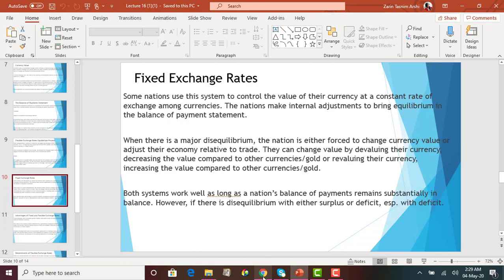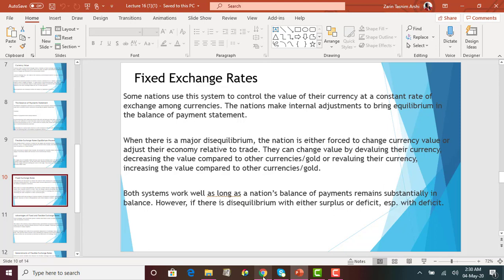So I want to talk a little bit about fixed exchange rate. Some nations use this fixed exchange rate system, such as China, basically to control the value of their currency at a constant rate of exchange among currencies. So the nations make their internal adjustments to keep the currency in equilibrium. Whatever little adjustments are needed to keep it at the fixed rate, they will do it. But it is fixed relative to a currency.